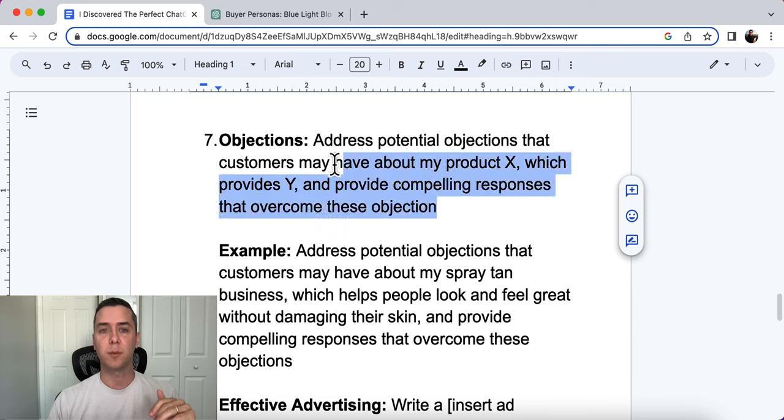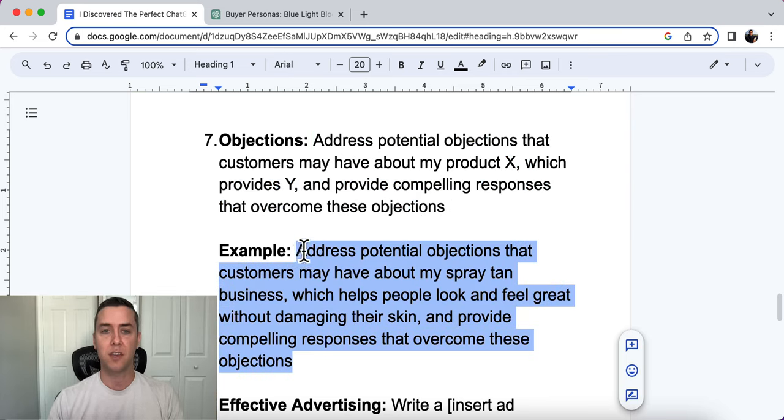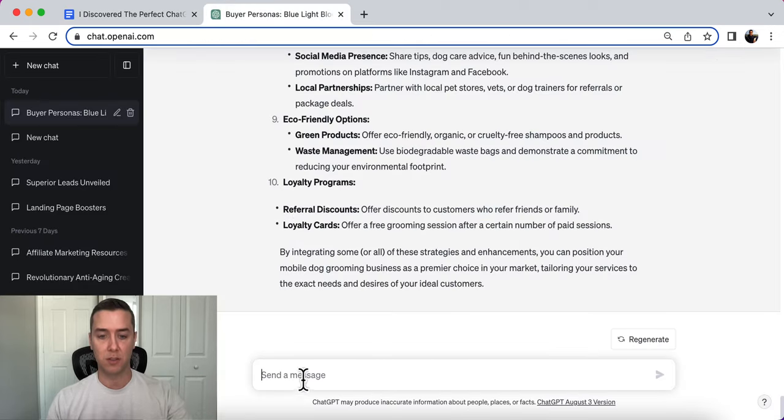All right, we're at number 7, almost there to number 9. Number 7 is objections. The prompt is this: address potential objections that my customers may have about product X, whatever your product is, which provides why, and provide compelling responses that overcome these objections. Okay, so the example I'm going to be using is, I have a spray tan business which helps people look and feel great without damaging their skin. And we want to provide compelling responses to overcome these objections, okay?